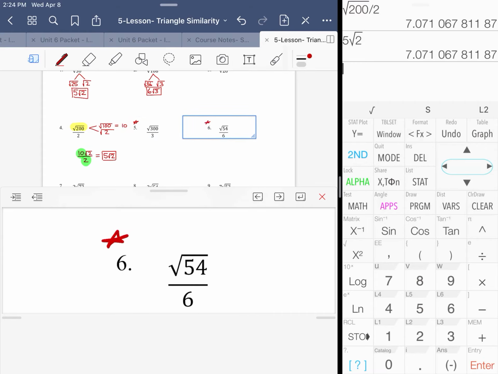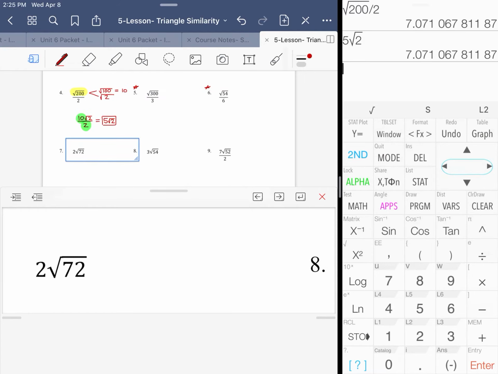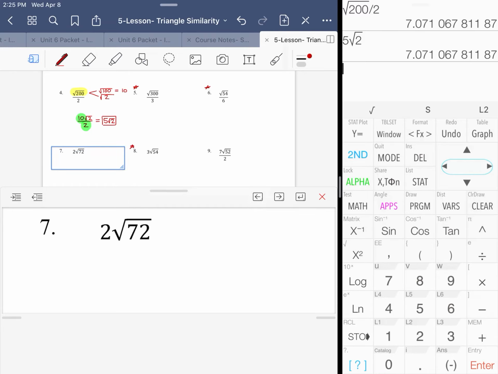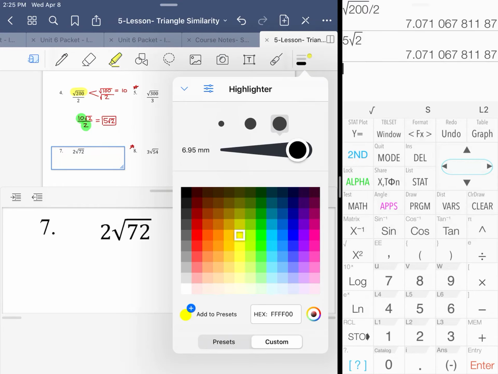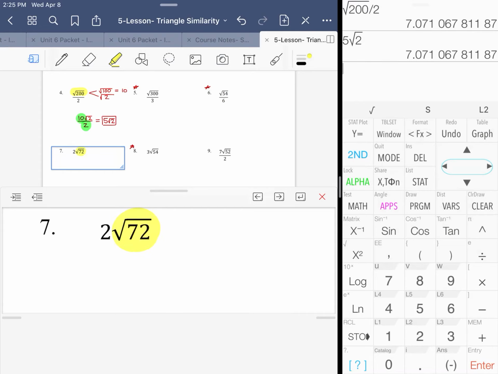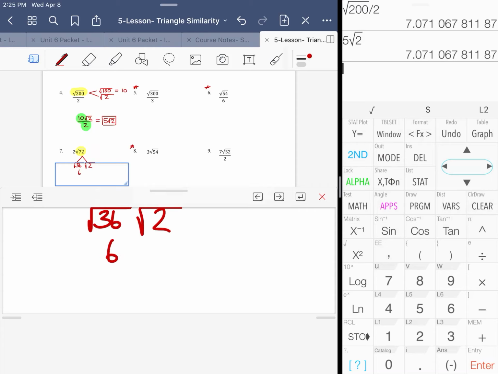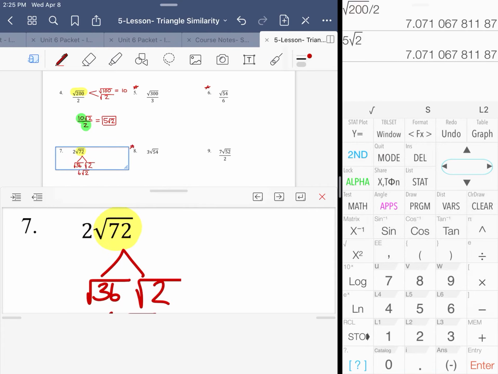I'm going to put stars on 5 and 6. Honestly, the rest of the way, it's pretty much the same idea. So I'll put a star on number 8 also, and I'll do the remaining 2 problems for you. Here again, we're just looking at the radical component, the radical 72. Break it up. Looking at my list, the largest number that's going to divide evenly into 72 would be 36 times 2. Square root of 36 is 6. We have 6 radical 2.